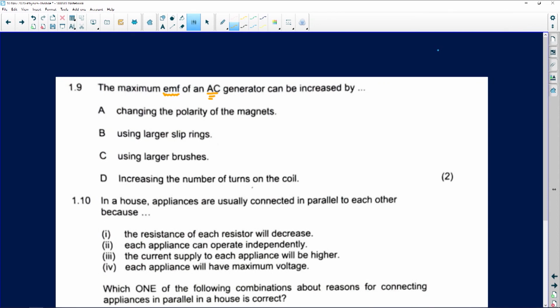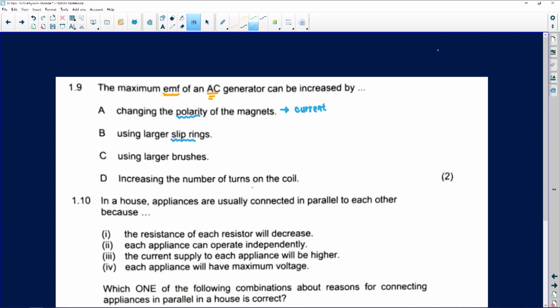So let's look at what they're actually asking. The maximum EMF of an alternating generator can be increased by doing what? So let's see. First things first, changing the polarity. Now, remember, when you change the polarity of your magnets, that's not really true because the polarity is actually determined by the current. So you cannot really increase the EMF by changing the polarity because that is determined by the current. Can we increase or maximize the EMF by actually using larger slip rings?